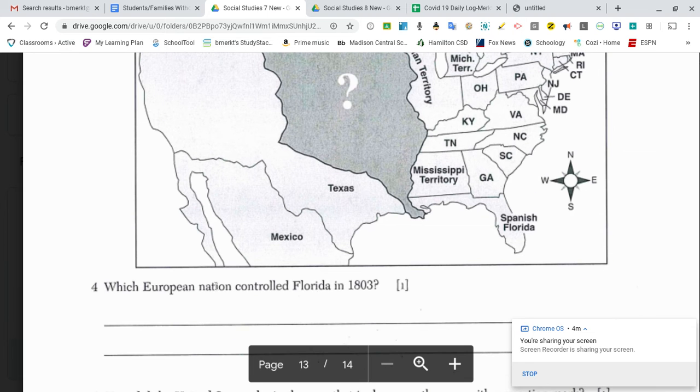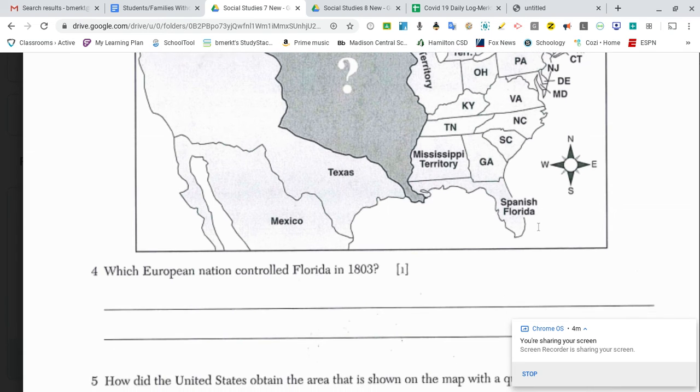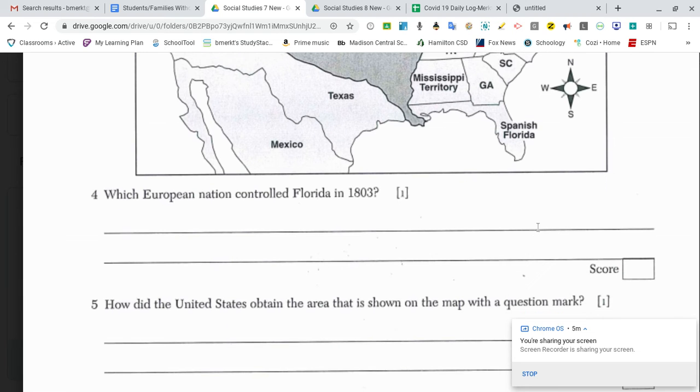All right. Which nation controlled Florida in 1803? So find Florida down here. In fact, it even says Spanish Florida down here. So, of course, who controlled Florida? That's correct. The Spanish did, or Spain did.